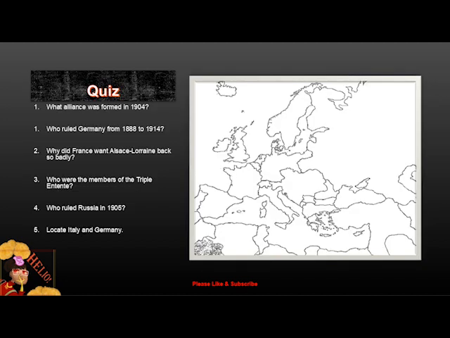Here's the quiz I was telling you guys about. Here's a map for you to use as a refresher: where is which country, which continent, where's everything I need to know, basically. This will be useful in one of the questions, and if you've seen the first slide, then you basically know one of the answers at least. First question, what alliance was formed in 1904? Who ruled Germany from 1888 to 1914? Why did France want Alsace-Lorraine back so badly? Who are the members of the Triple Entente? Who ruled Russia in 1905? Locate Italy and Germany, please.